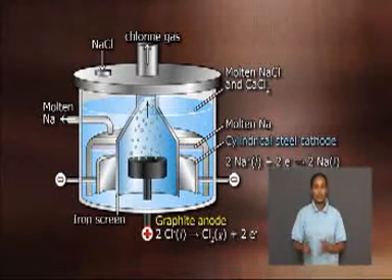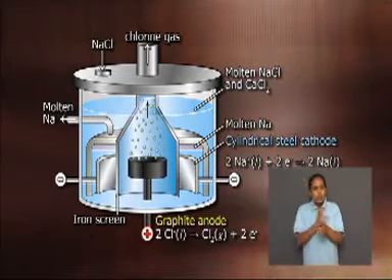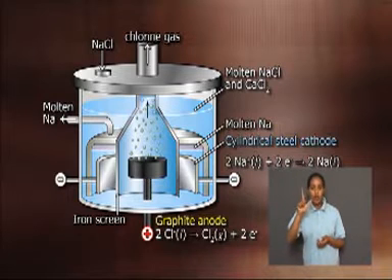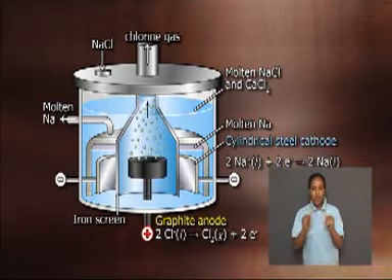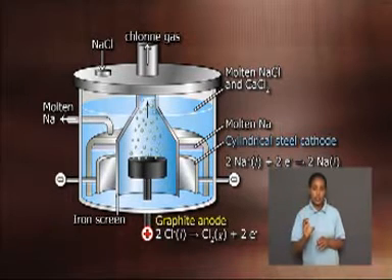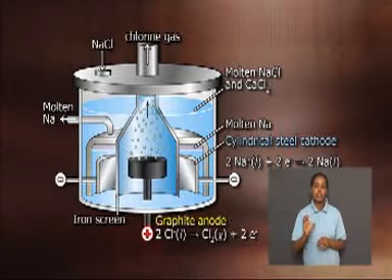Sodium is obtained by the electrolysis of a molten mixture of about 40% sodium chloride and 60% calcium chloride. This is carried out in a Downs cell. Students, this is what a Downs cell looks like. Calcium chloride is added to lower the melting point of sodium chloride from 800 degrees Celsius to 600 degrees Celsius.